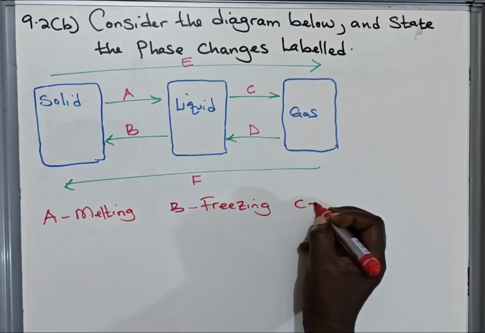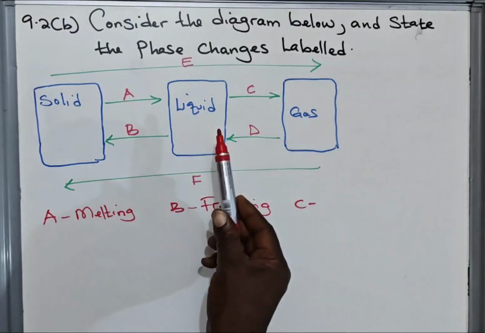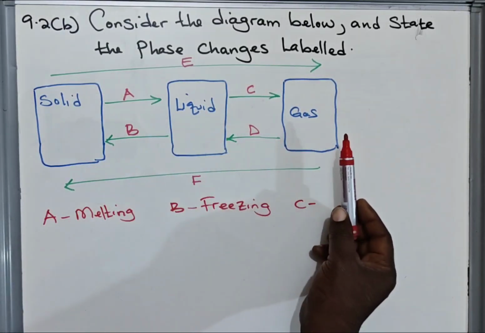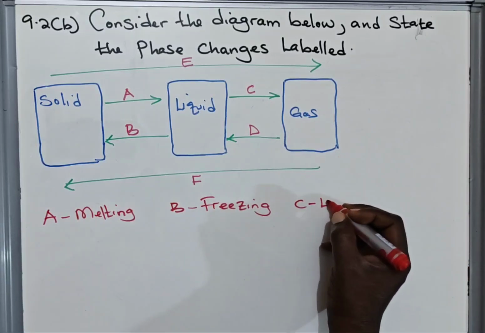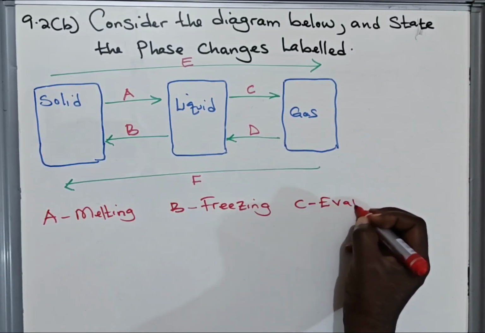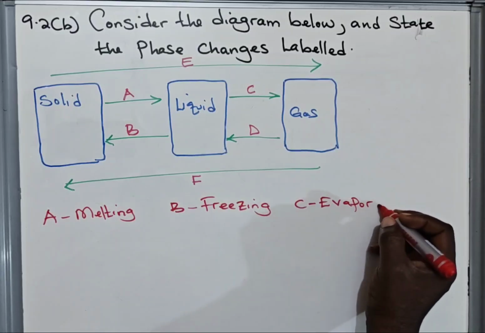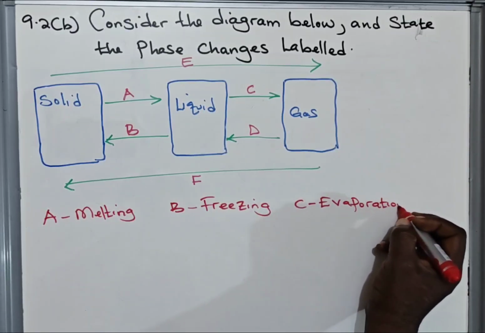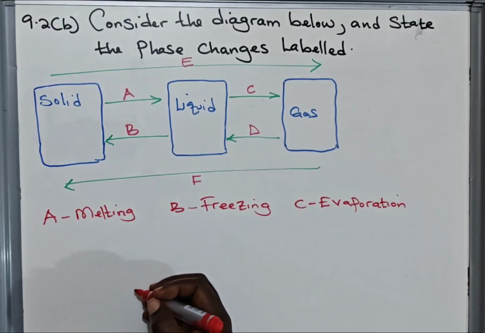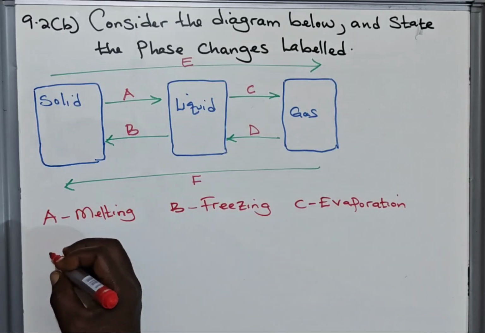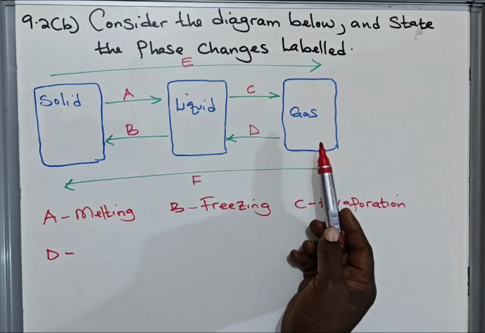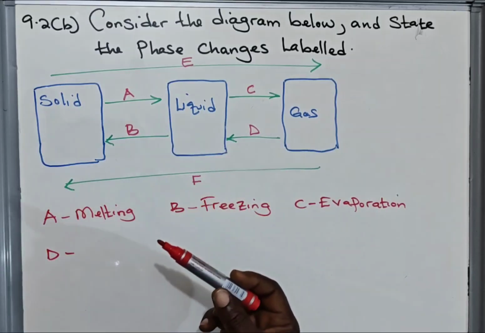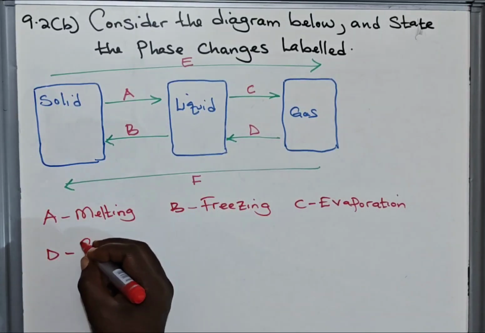Okay, then we come to C. C is from liquid to gas. What do you call that one? Evaporation, or boiling. Okay, then we come to D. D is from gas to liquid. What do you call that one? Condensation.